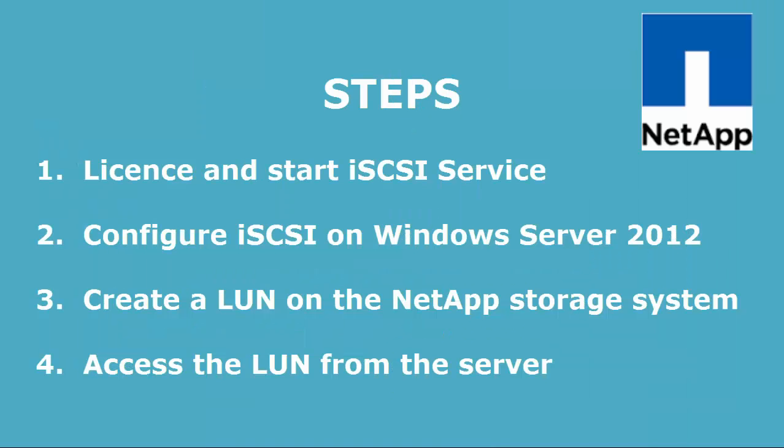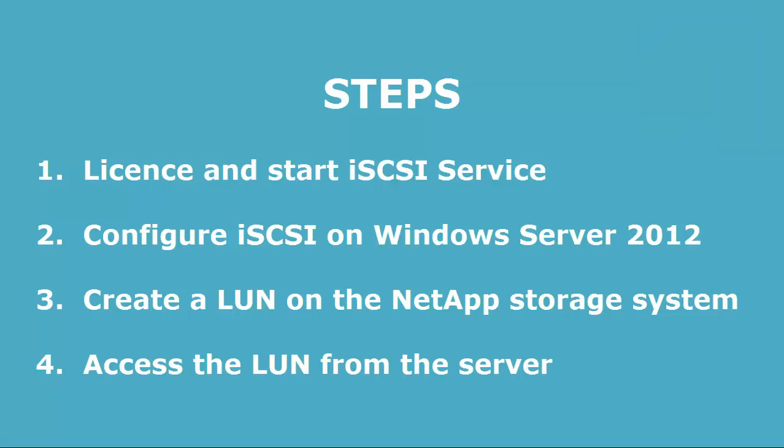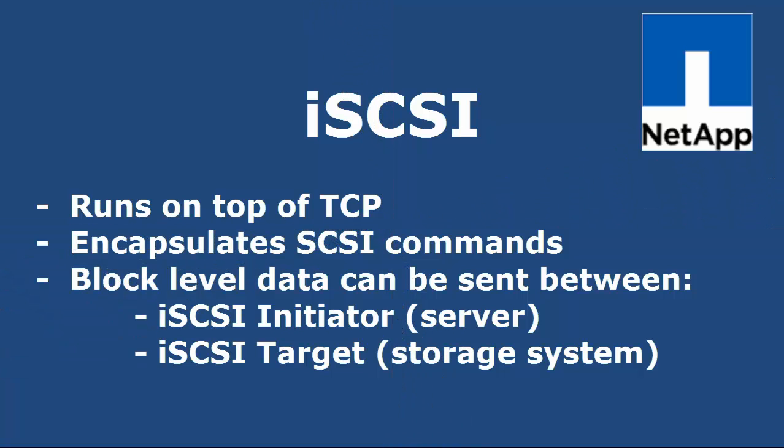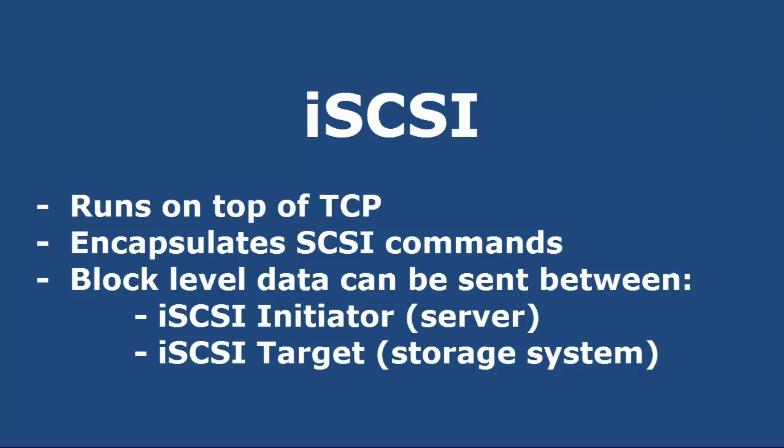There are 4 simple steps, which are to license and start the iSCSI service, secondly to configure iSCSI on the Windows Server 2012, then create a LUN on the NetApp storage system, and finally access that LUN from the Windows Server. iSCSI, which runs on top of the Transmission Control Protocol, encapsulates SCSI commands so that block-level data can be sent between an iSCSI initiator, that's the server, and an iSCSI target, the storage system. And in this tutorial, this is the NetApp Data ONTAP simulator.